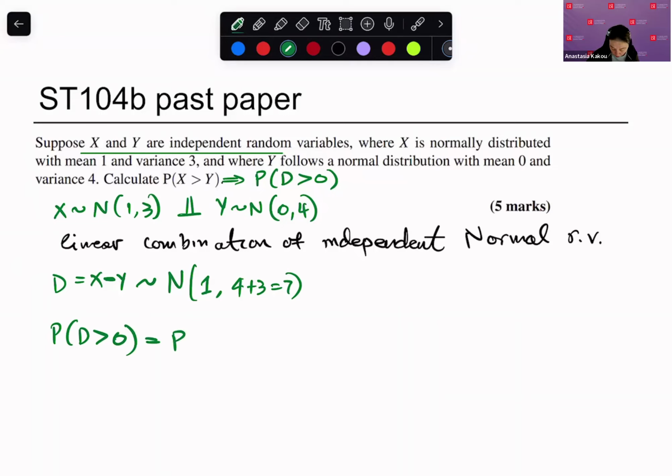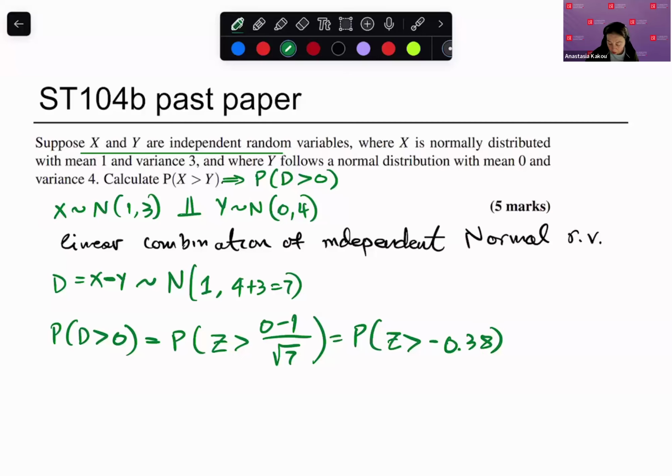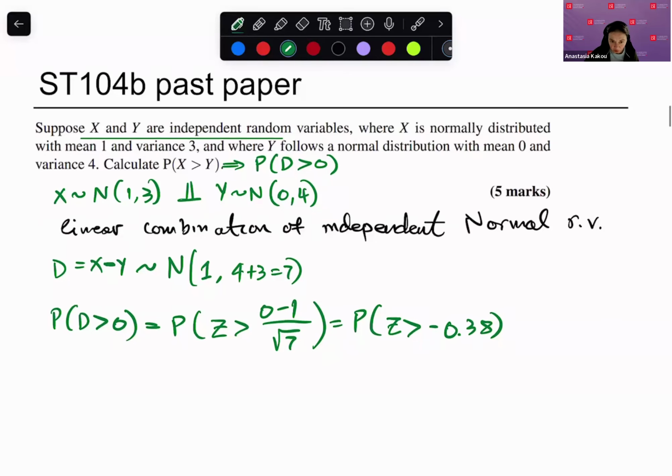Then you use that new normal distribution to calculate the probability. So you standardize first: 0 minus 1 over square root of 7. You calculate the probability z greater than the negative of 0.38. Now, depending on what type of statistical tables you're given, this is equal to the probability of z less than.